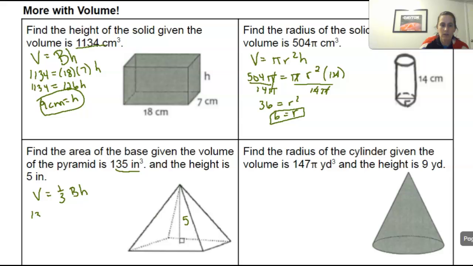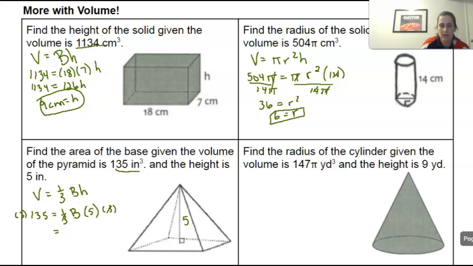The volume is 135, and it's equal to 1/3. We don't know the area of the base, so I'm going to keep that as capital V. And the height, again, is 5. So our first step would be to get rid of that fraction by multiplying both sides by the denominator. In doing that, the 1/3 and the 3 divide out, and I multiply by 3 on the other side.